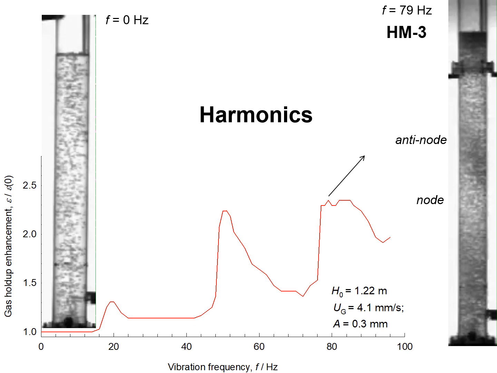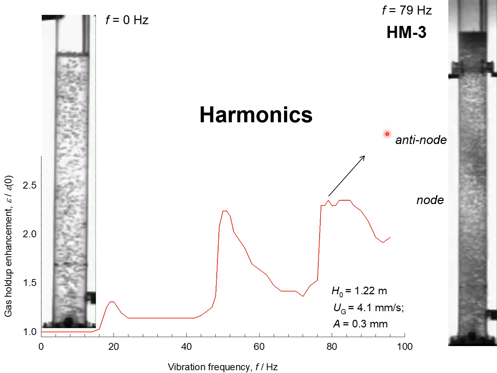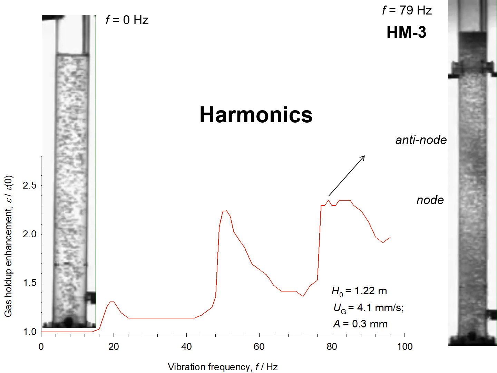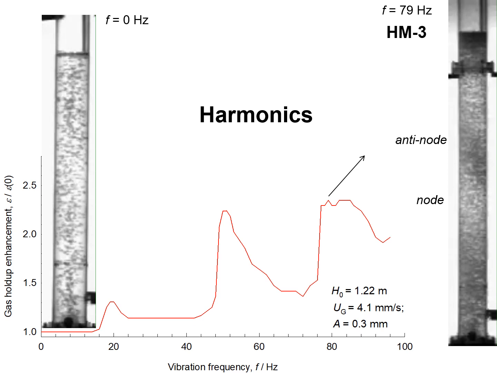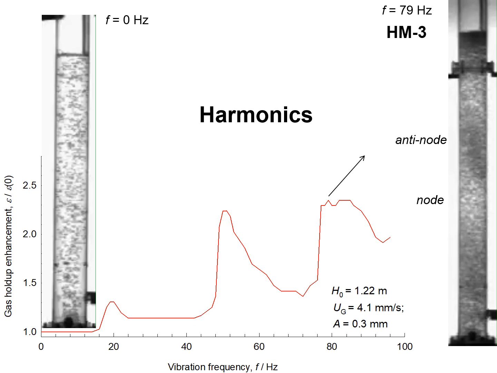However, if we look at the column that is vibrated at a frequency of 79 hertz, we note that the gas holdup distribution in the column is non-uniform. At the nodes, we have a lower gas holdup, but at the antinodes, we have a significantly higher holdup of gas. So you have a low holdup, high holdup, low holdup, high holdup, low holdup, high holdup. So this is the third harmonic for the bubble column operation.